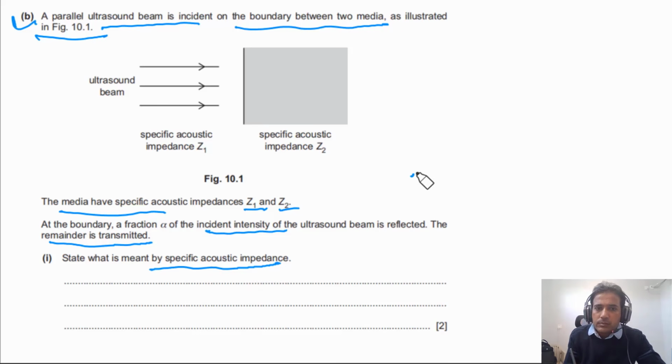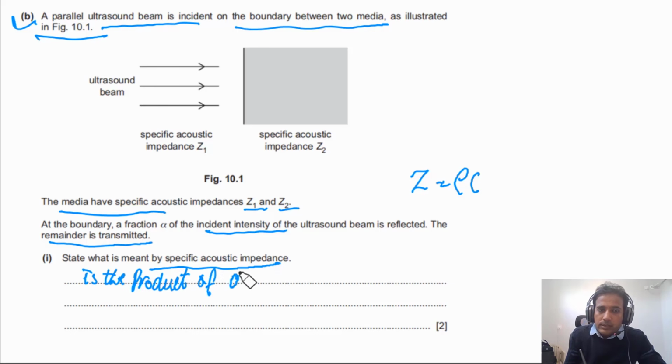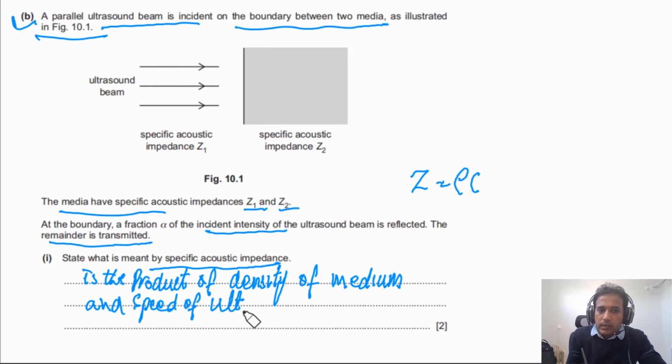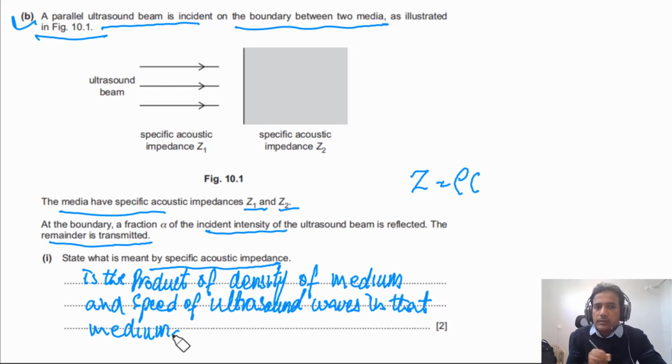So first of all, we need to understand specific acoustic impedance. Z is equal to rho times C. So we can say acoustic impedance is the product of density of the medium, a very important one. You need to specify which density you are talking about, density of the medium, and speed of ultrasound waves in that medium. So this is how we can state what is meant by specific acoustic impedance.